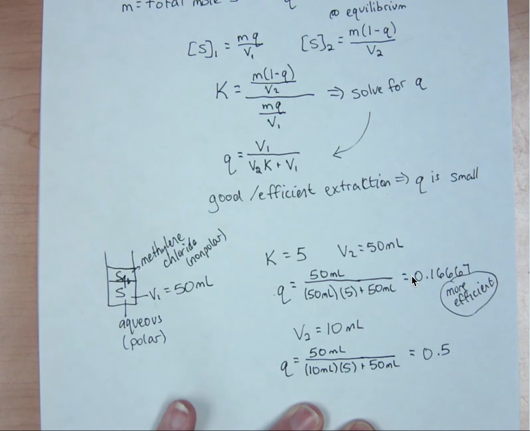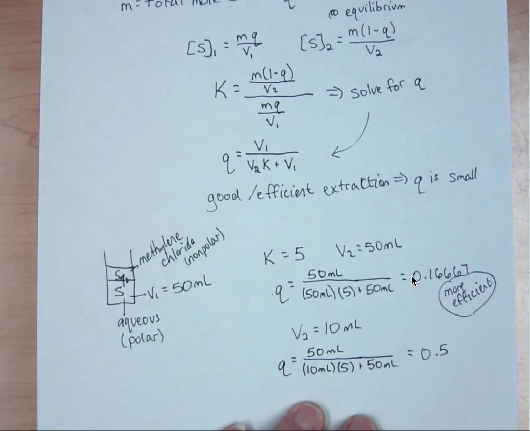So it's more efficient, if we're only going to do one extraction, to use a larger volume in order to get the better efficiency. But what would be a perk of using a small volume then? Well, a small volume isn't going to have as much waste as a large volume. But what would happen if, let's say, we did multiple extractions?